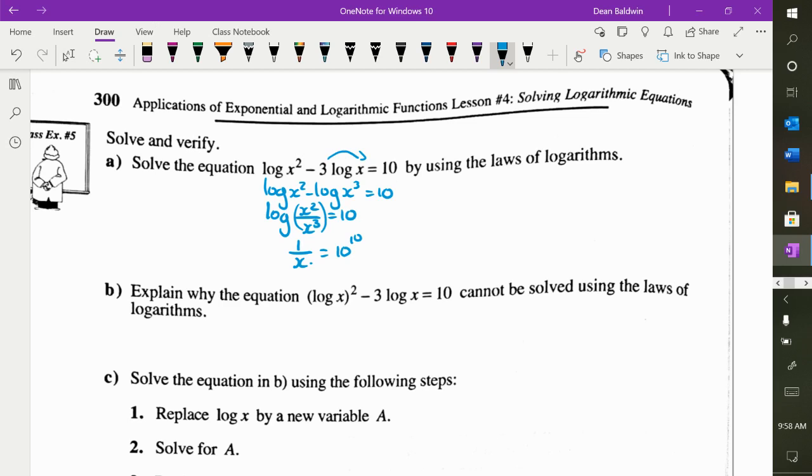How do I solve for x? Just multiply it up and divide off the 10 to the 10, right? You can literally just go 1 over 10 to the 10 is equal to x. 10 to the power of 10 is not 100. It's a very big number. It's not 1 over 100. It's 10 to the power of 10. That's a very big number.